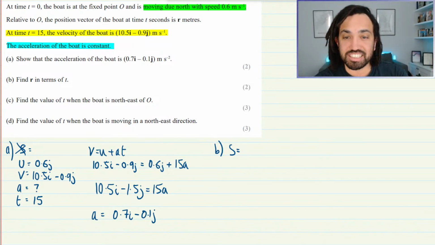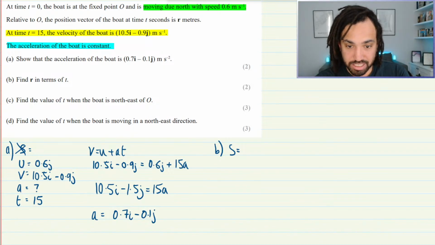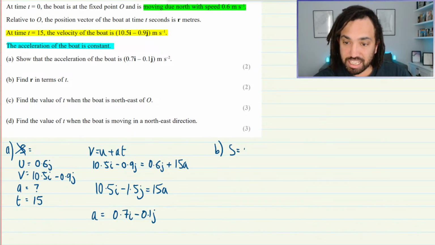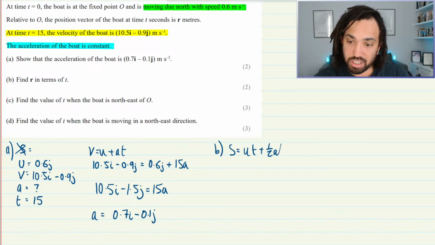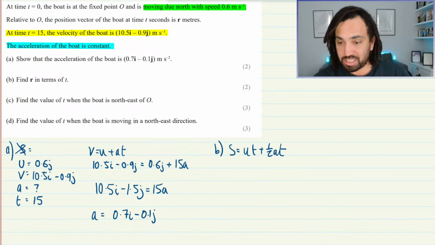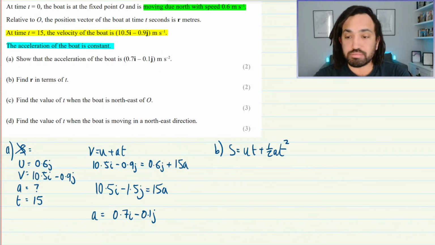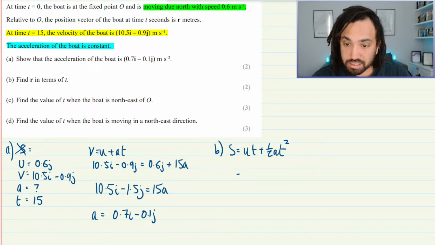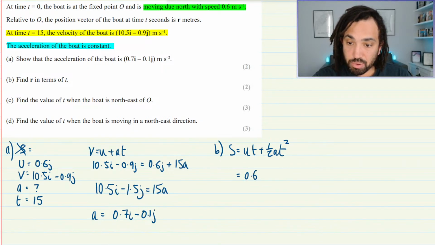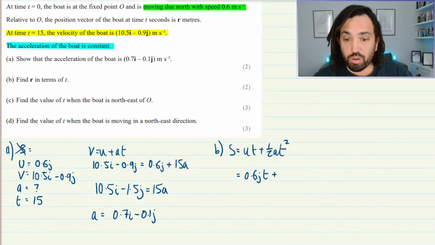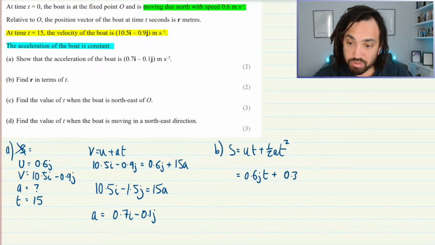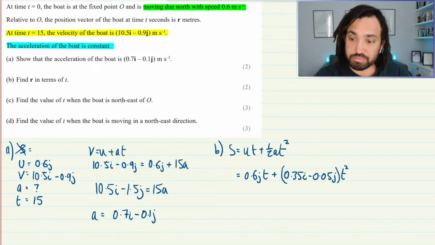Right, so S. What is S? Well, we're going to use the big daddy, aren't we? The big dog. S equals UT plus a half AT squared. The absolute beast of a SUVAT equation. And we're going to just plug in. We're going to get 0.6j is the U, plus a half of the a. So what's half of the a? That's 0.35i minus 0.05j. And that is multiplied by t squared.